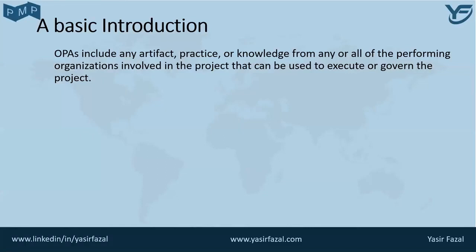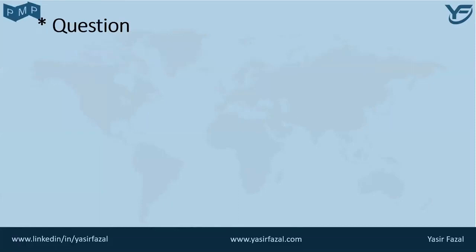The OPAs may be grouped into two categories. The first category is processes, policies, and procedures, and the second one is the organizational knowledge base. So this is a basic introduction about the OPAs.